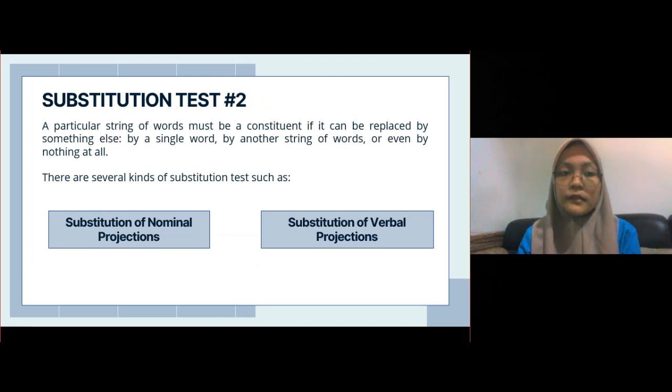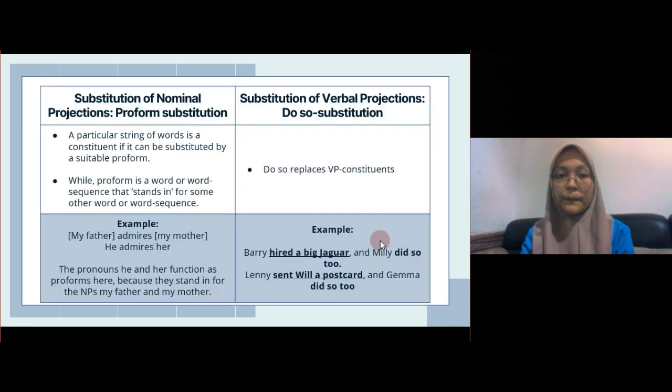The second test is substitution test. So a particular string of words must be a constituent if it can be replaced by something else, such as by a single word, by another string of words, or even by nothing at all. There are two kinds of substitution tests, such as substitution of nominal projection and substitution of verbal projection.